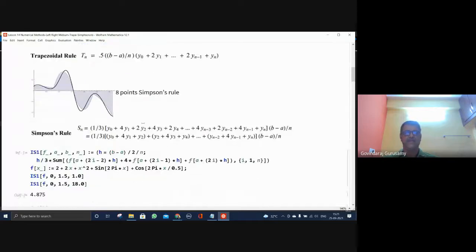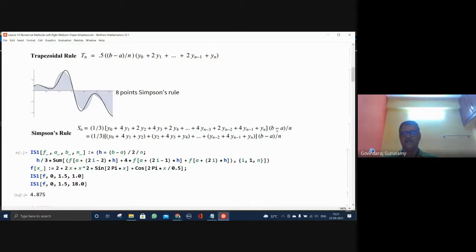Okay. Here is the Simpson rule, 8-point Simpson. There are 8 different points that have been taken here. And again, the one-third rule, in which y0 and yn will be there. You can see y1, y3, okay, y5. These are all multiplied by the factor 4, right? And the even ones, y2, y4 and y6, are all multiplied by the factor of 2.